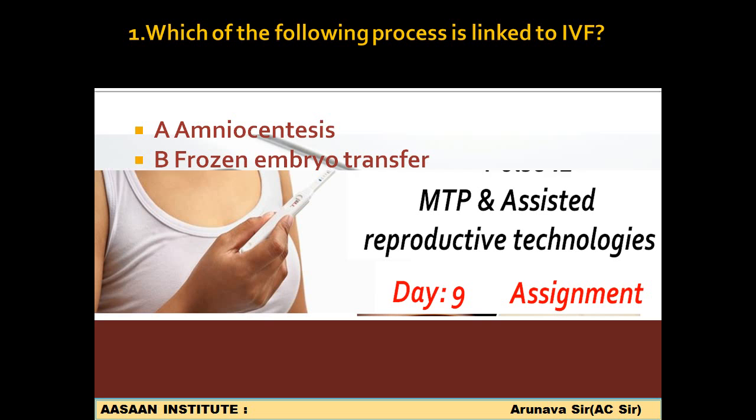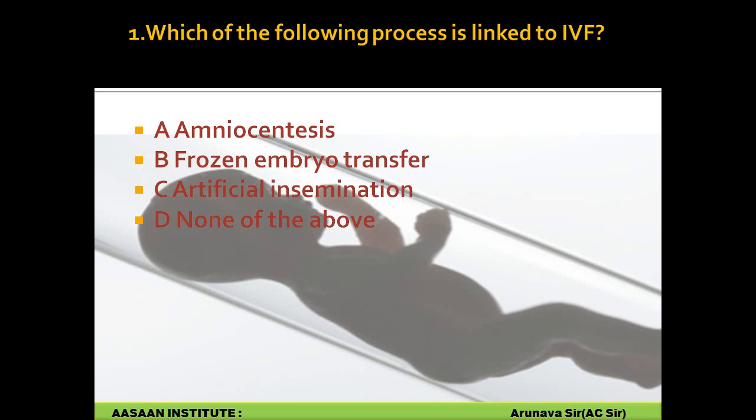Now in the first question, which of the following processes is linked to IVF? IVF is in vitro fertilization. In the in vitro fertilization process, fertilization means the fusion of the male and female gametes. Here, the amniocentesis process is where we use the amniotic fluid to detect any chromosomal abnormalities.